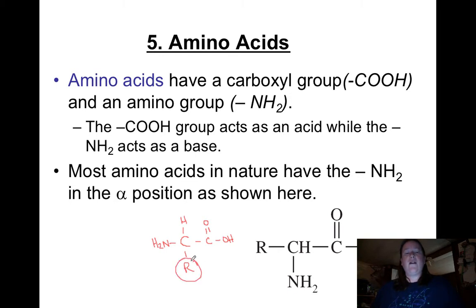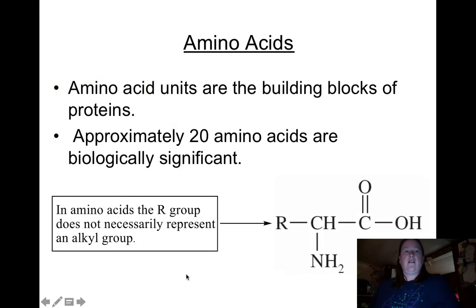It doesn't matter what amino acid it is. These three components, the carboxylate group, this hydrogen right here, and the amino group are always the same. The only thing different in each of the 20 amino acids is what's attached at this R group. So they are the building blocks of proteins.